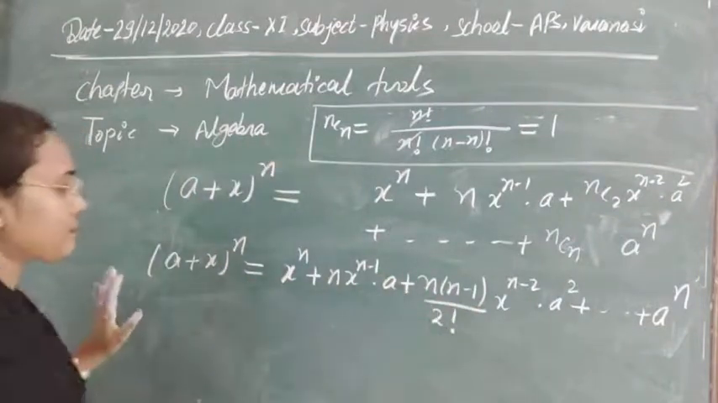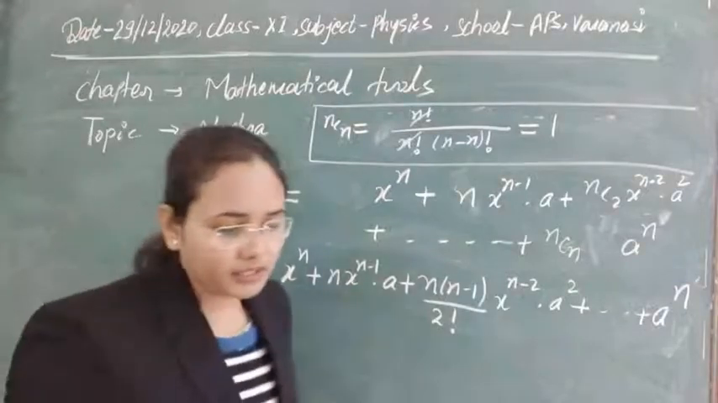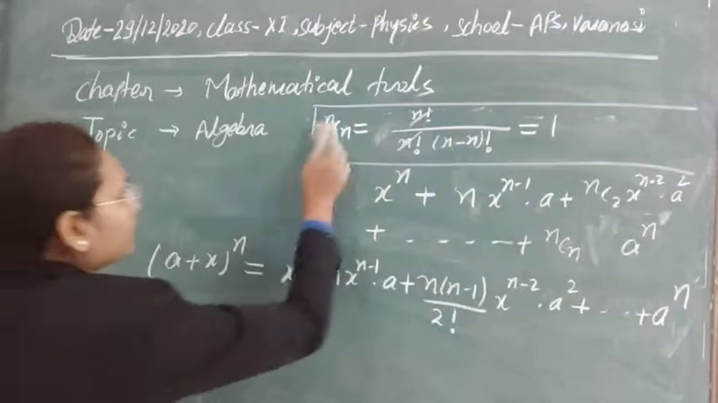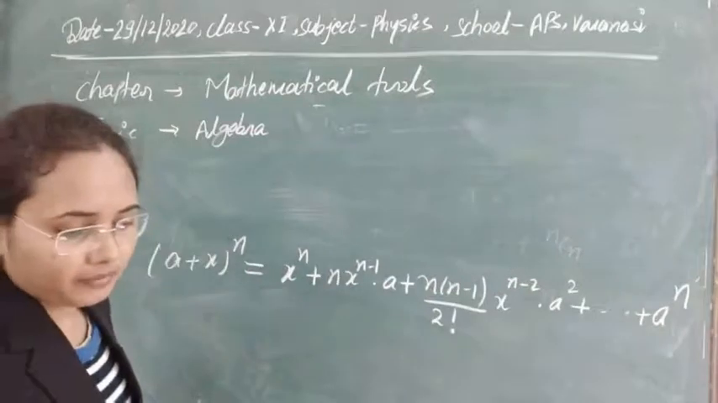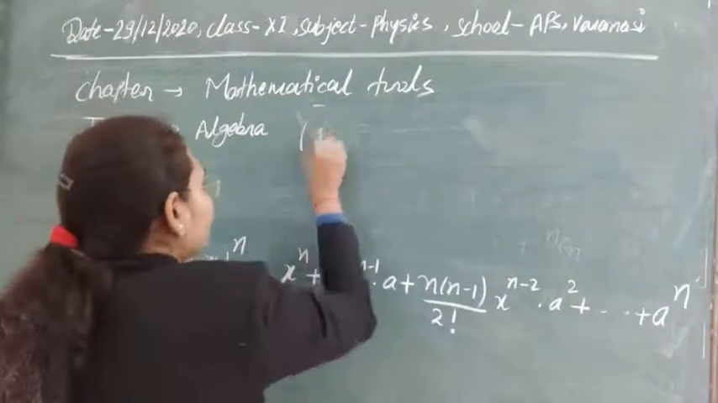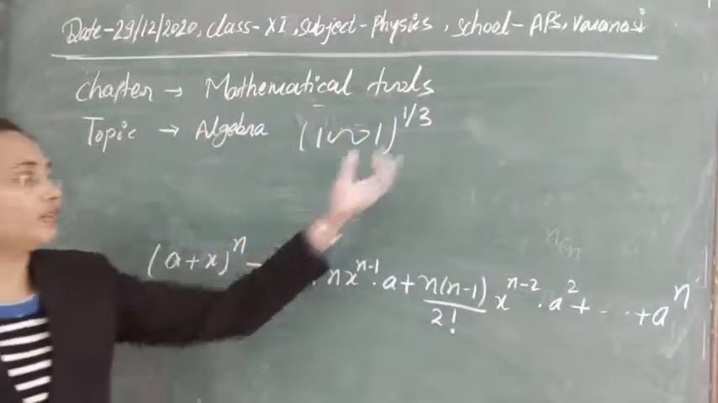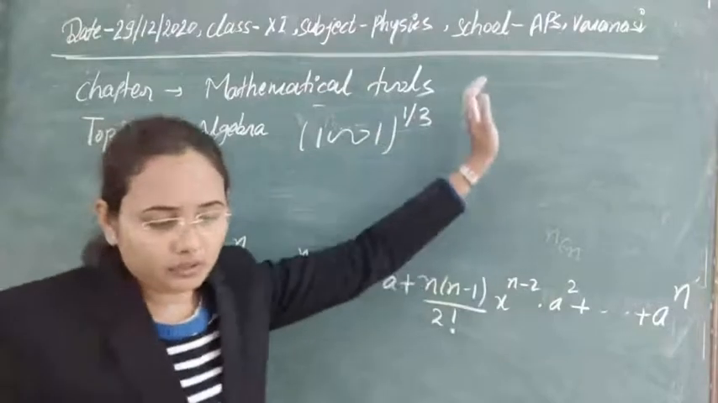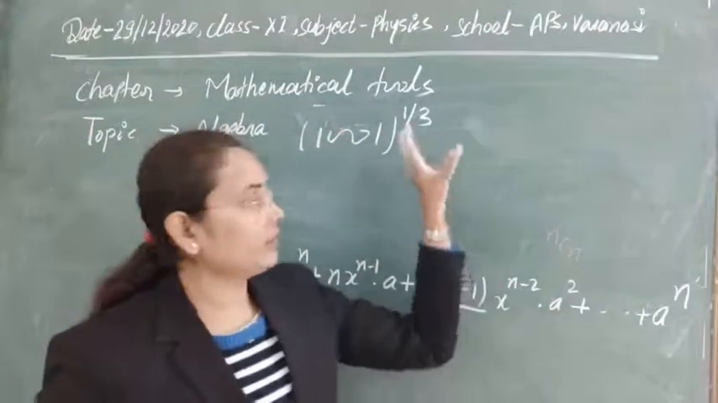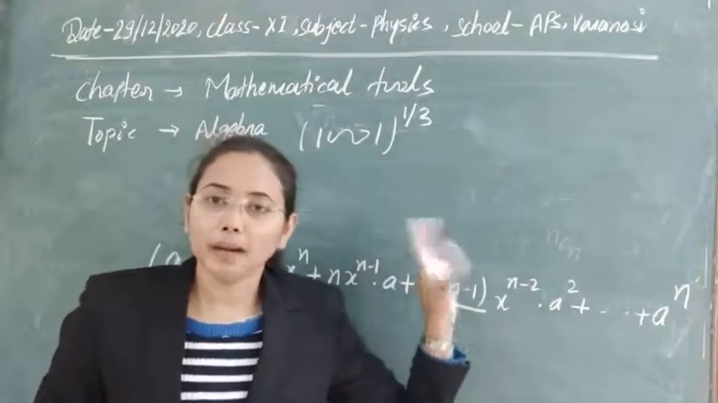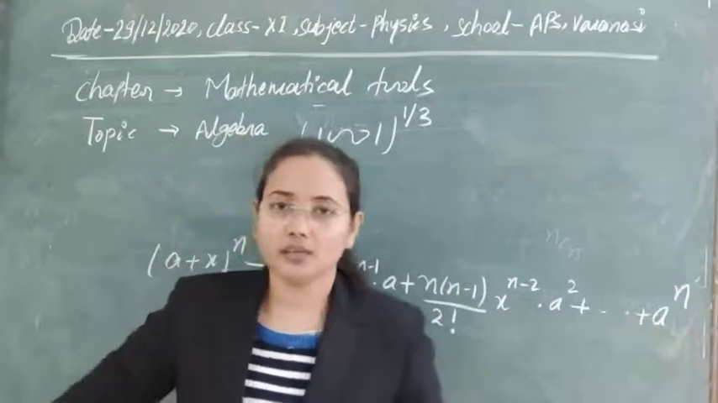Now that we have this formula, let's take a numerical problem based on it. Suppose we have a question: we have to expand 1001 power 1 by 3. How can you solve it? You have to evaluate this problem only up to the second decimal.